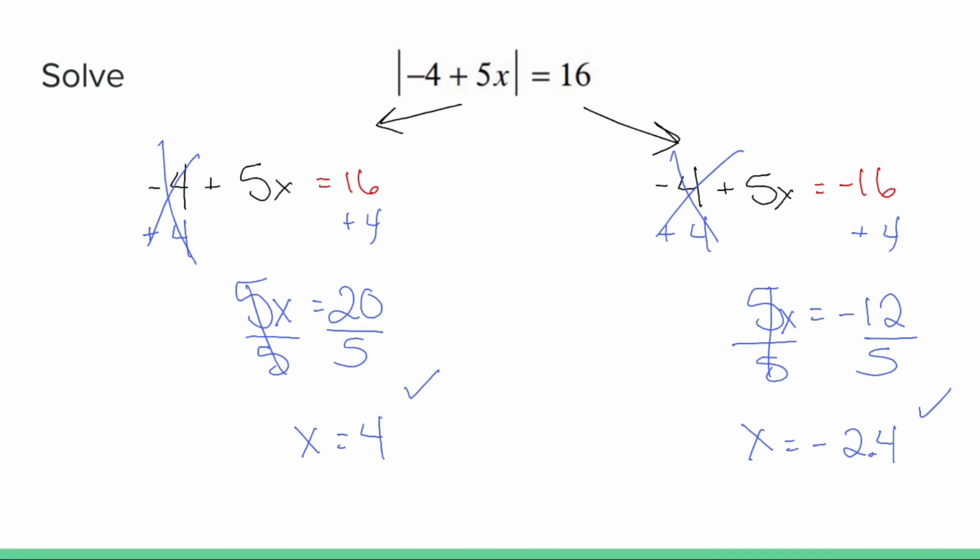More often than not, these will both work, but you still have to make sure just in case that one time it doesn't. So I have two answers, 4 and negative 2.4, and we're done.